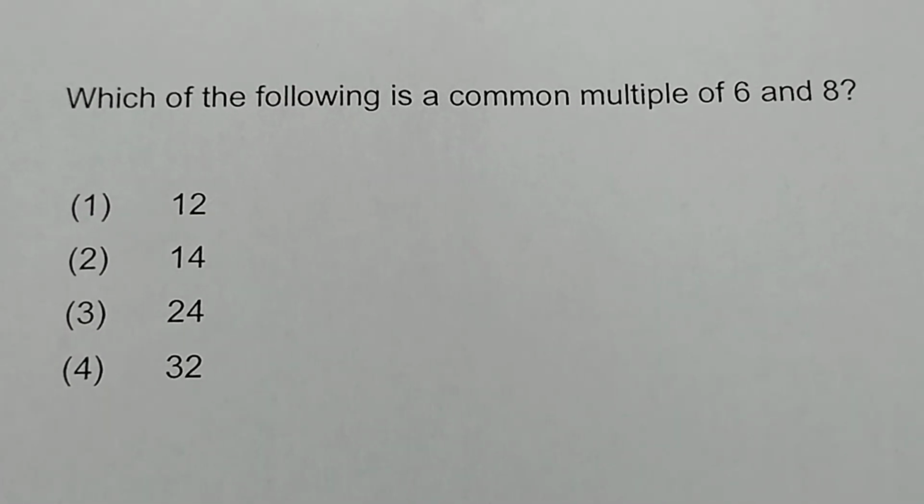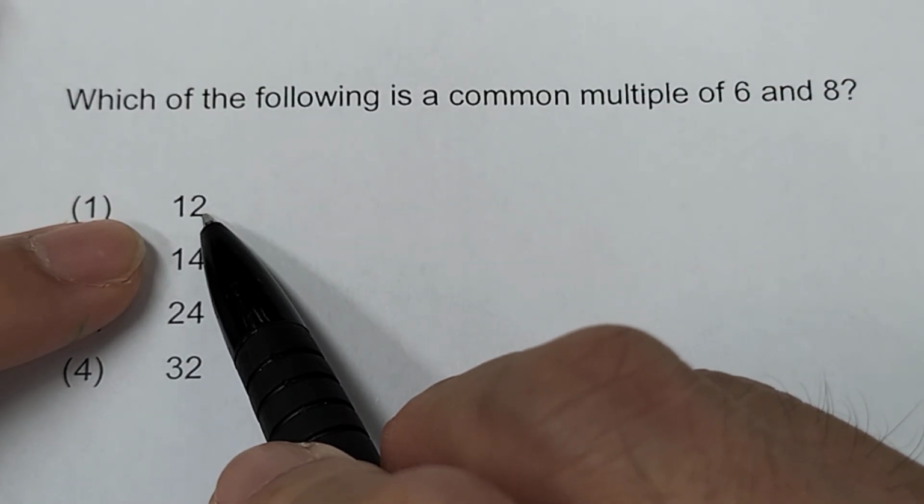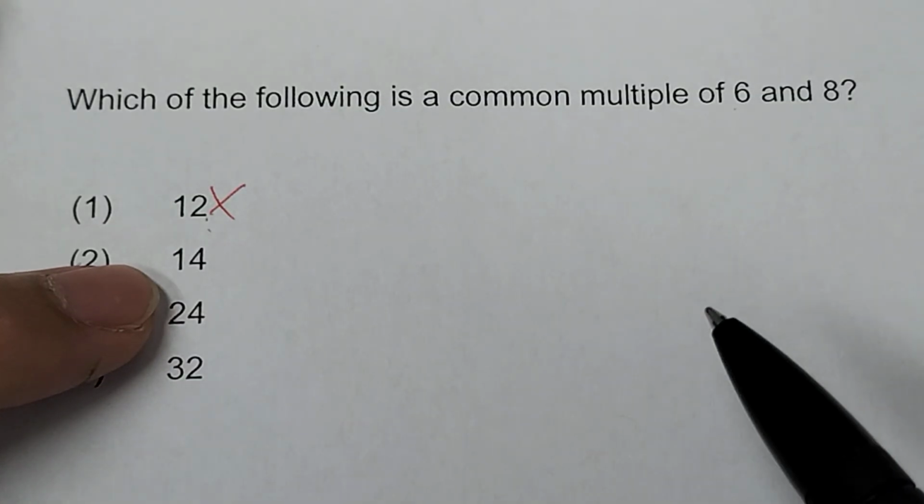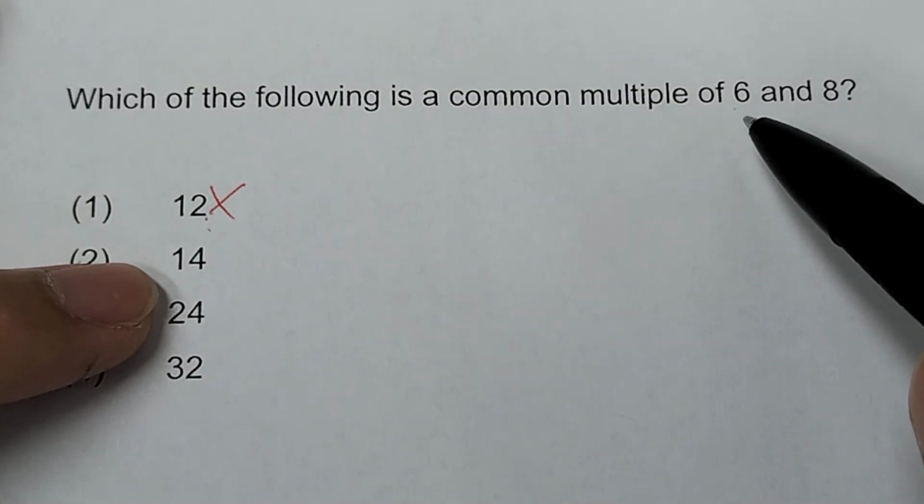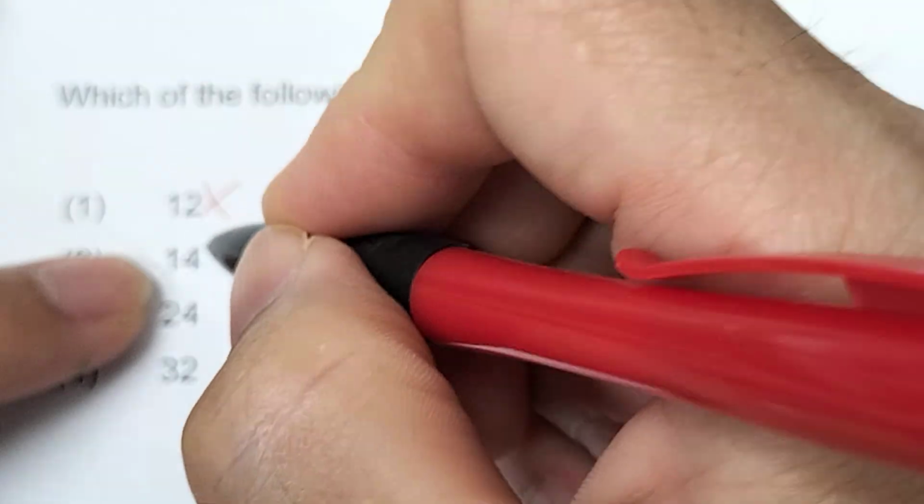Next one, which of the following is a common multiple of 6 and 8? Common multiple, let's check. Can I divide this by 6? Yes. Can I divide by 8? Cannot, so it's not a common multiple. Is this in a 6 times table? No, so this is not.